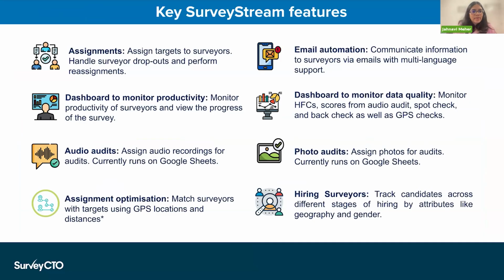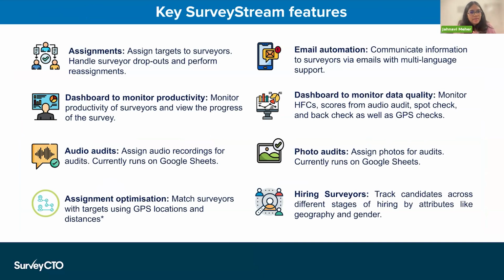There are also rich dashboards to monitor productivity and data quality. We've also built out standard templates, which use standard metrics for monitoring these. We also have features to do media audits. So this is audio files and photo files. They are published onto a Google Sheet. The media is actually stored in a secure link and it's password protected. You can also export certain fields from SurveyCTO so that if you want to do a photo audit and match the image with certain fields that have been entered into your SurveyCTO form, it can be done easily.